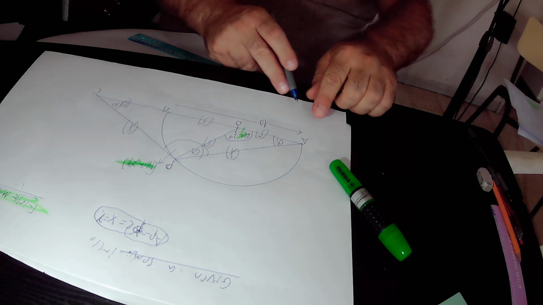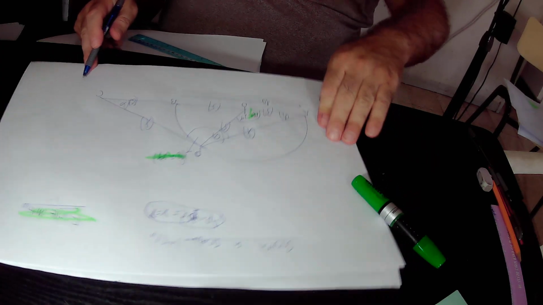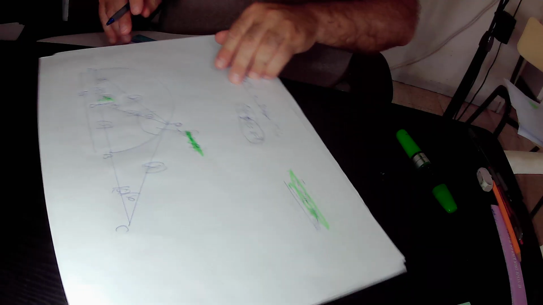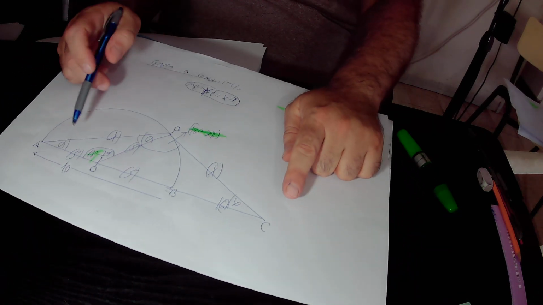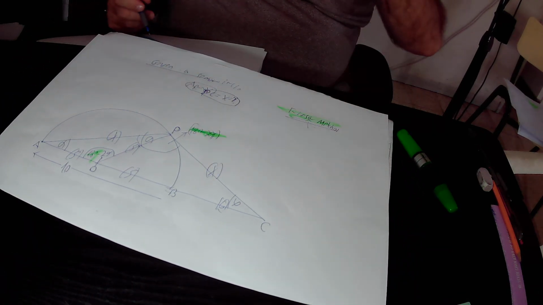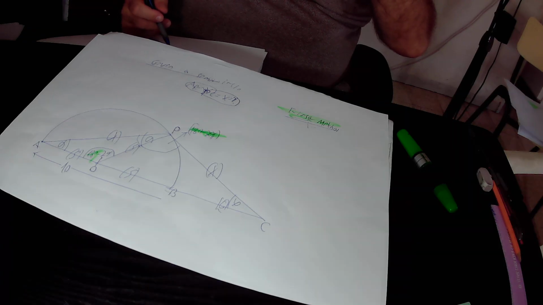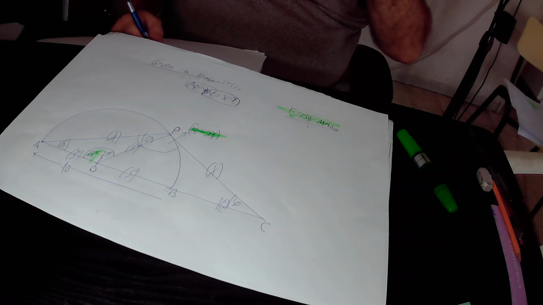What is the length of side AC of the isosceles triangle APC? From the drawing, it is very easy to see that AC in total equals 10 plus 6, that is 16. So the length of side AC of the isosceles triangle APC is equal to 16 units.